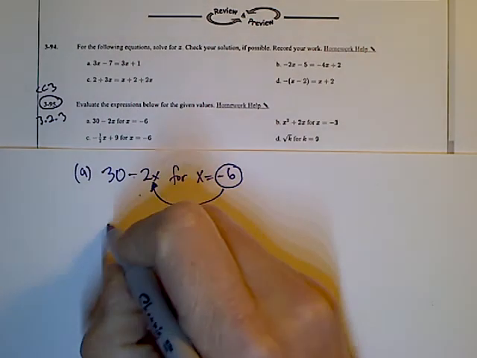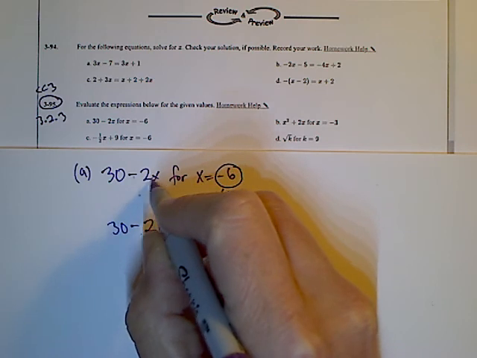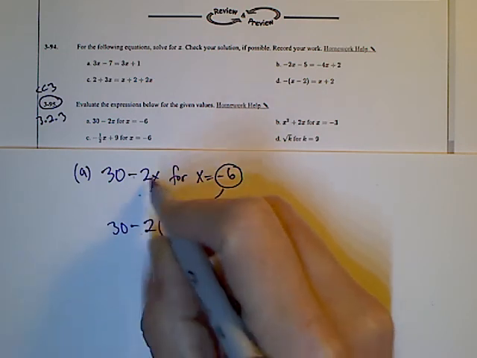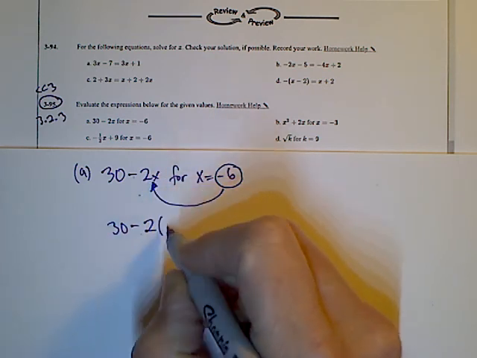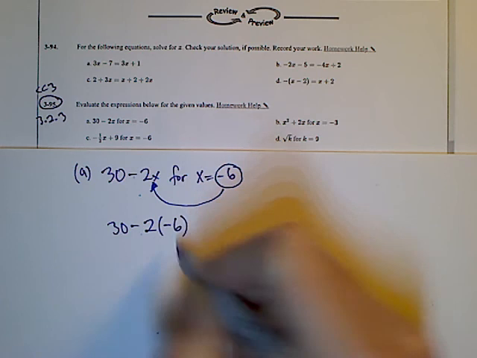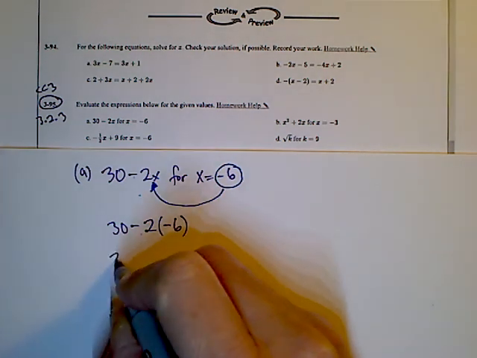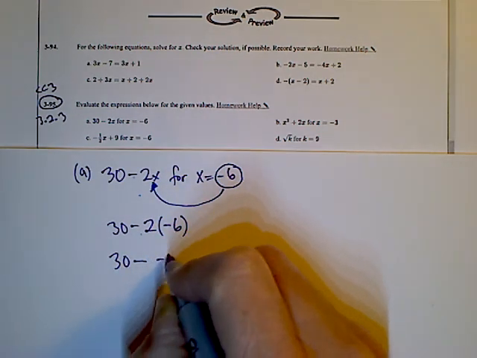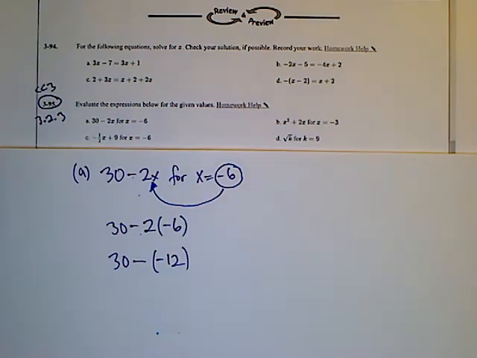So we've got 30 minus 2 times, right? Because 2x, when you have the coefficient, the number in front of the variable, you are multiplying that coefficient times whatever that variable value is. In this case, we're saying the variable value is -6. So here's what I have. I have 30 minus what? What is 2 times -6? You get -12. So now I have a 30 minus -12.